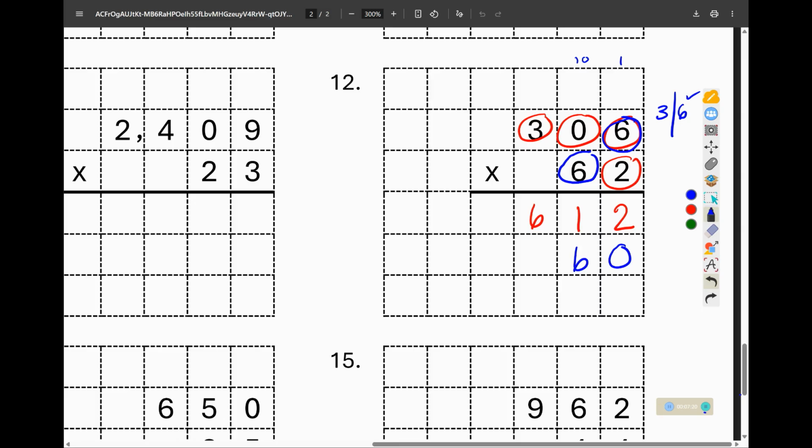Be very careful though. Some people would say, wait, I just put a number here, so I'm going to regroup it over here. No. I just multiplied right here, this 6. So when I regroup, it needs to go right here. 6 times 0 is 0. Plus 3 is 3. 6 times 3 is 18. Since there's nothing over here, I don't regroup anything. It's just 18.